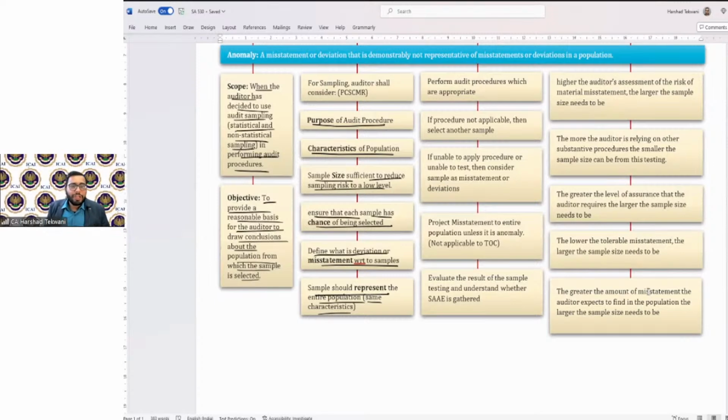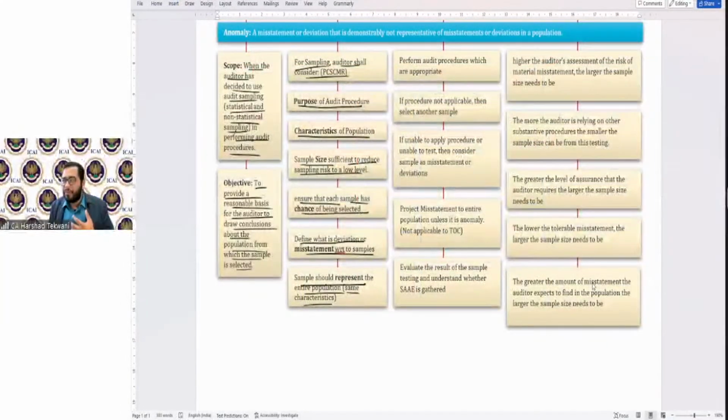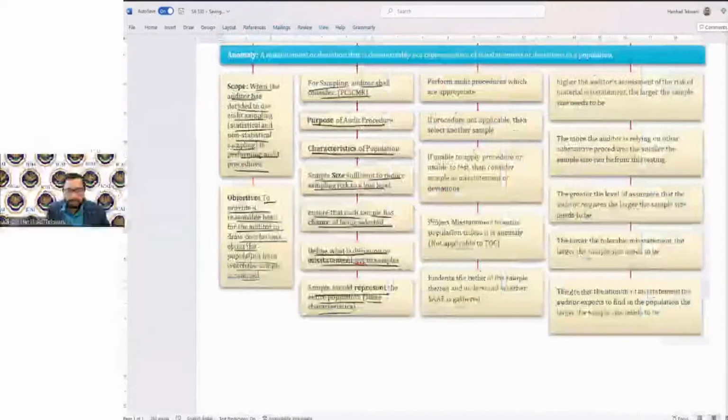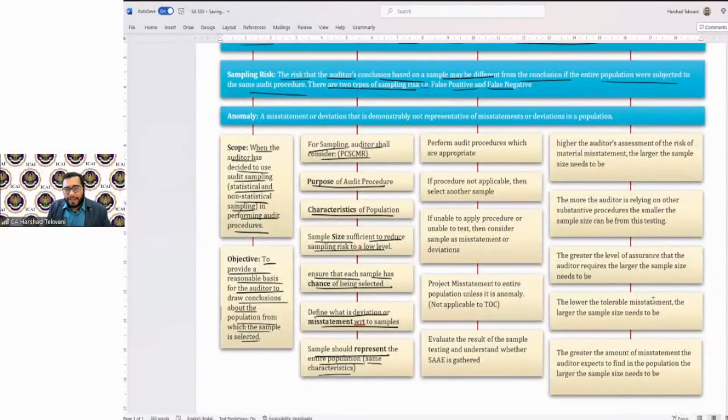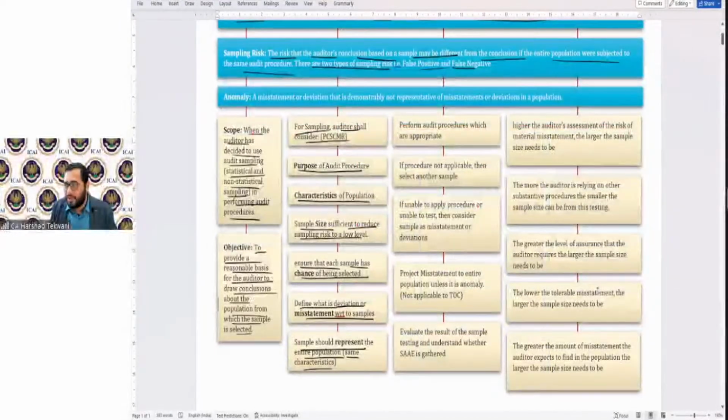So these are the things you need to consider while performing the sampling. Sample size. Then you perform the audit procedures which are appropriate for the selected items. Then you need to think: these are the samples I have selected, and whatever audit procedures I perform on these samples will be based on the selection criteria.